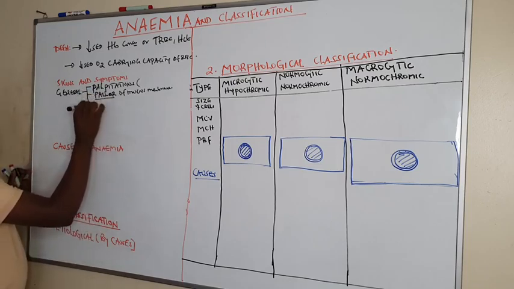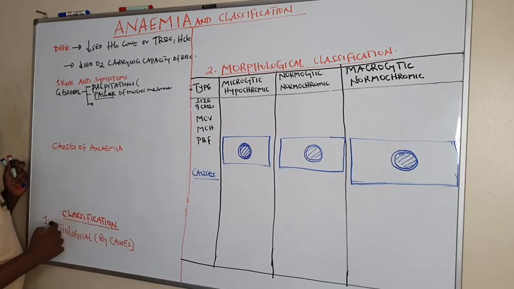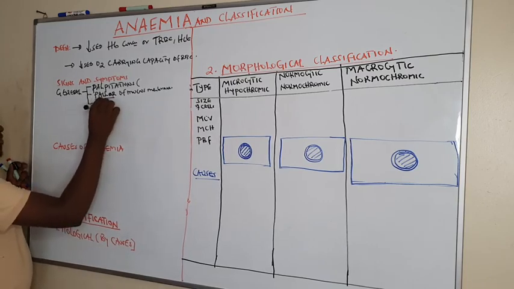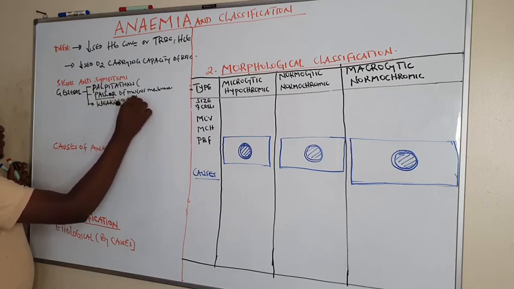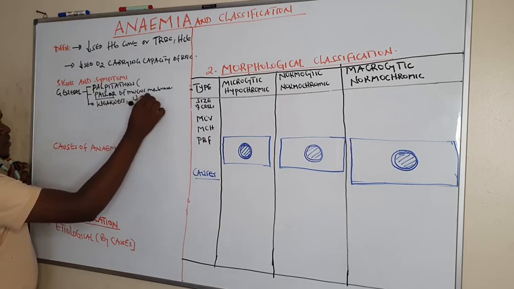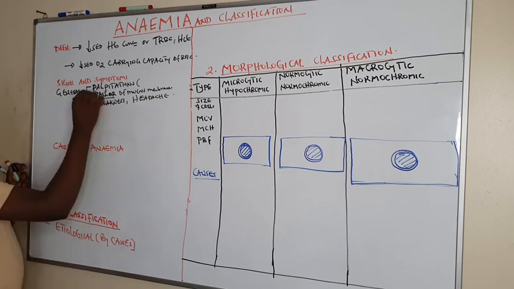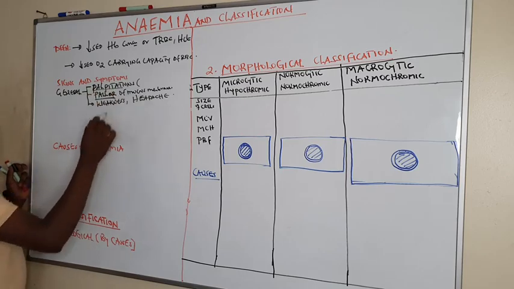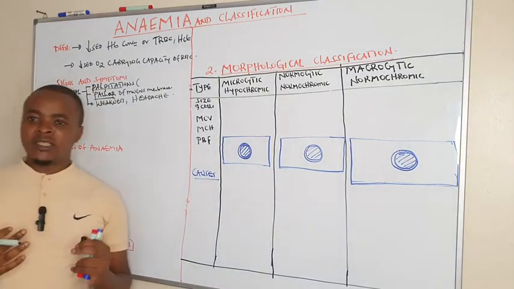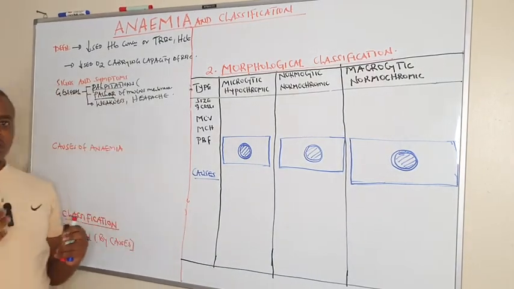Then under the general signs, we can also see general weakness, body weakness. Then we can also see headache. Someone having constant headache, having palpitations, and paleness of the skin or the mucous membrane. Those are the general signs.